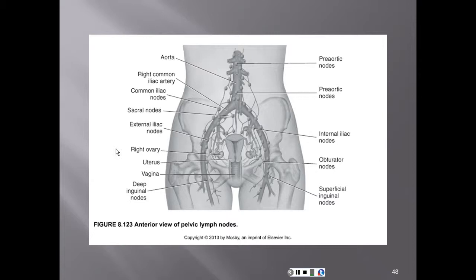So the arteries and veins are named similar to the lymphatic nodal chains. So if you understand the name of the artery, you should be able to understand the name of the vein and also understand the name of the lymph nodes in the region.